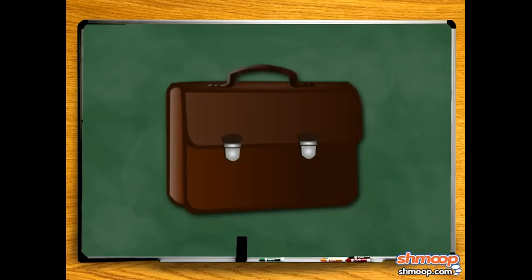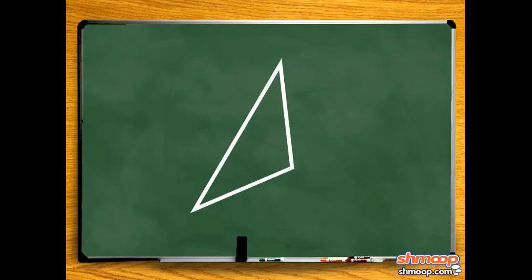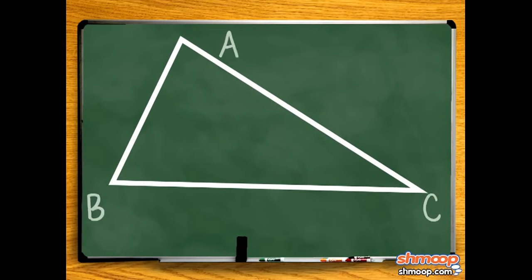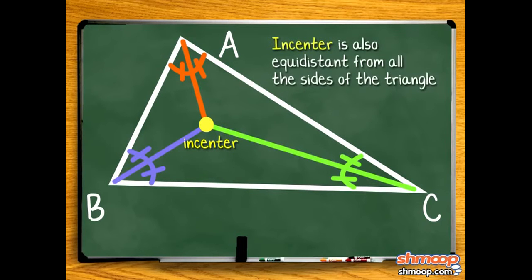Our first order of business is to find out what these triangle centers are and draw them. Let's start by choosing a random triangle. That guy looks good. If we draw an angle bisector for each of the three angles, we'll see that they all intersect at a point called the incenter. The incenter is also equidistant from all the sides of the triangle, since it's the center of the triangle's inscribed circle.